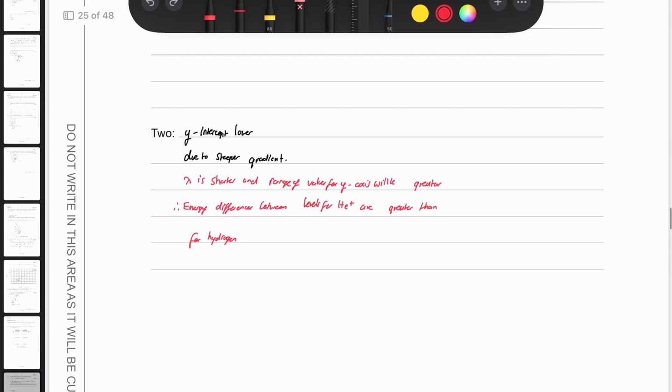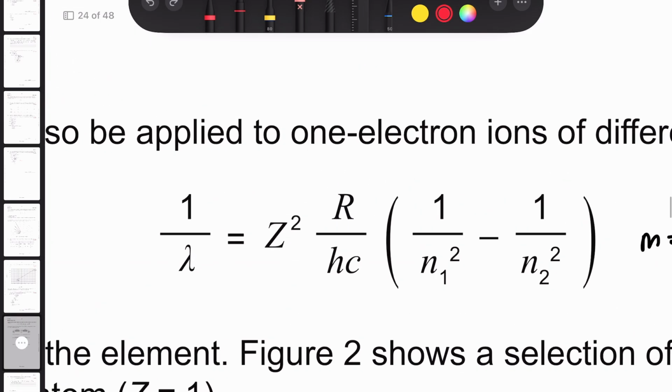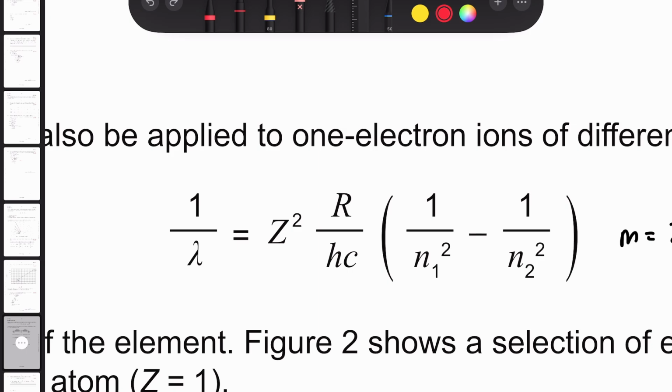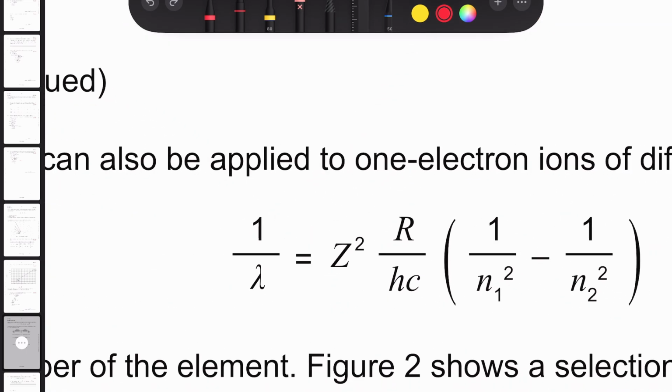Yeah, the energy differences between the levels of helium are greater than for hydrogen. Okay, wait, I was understanding before, but now I'm not understanding as much anymore. Okay, so when this is 2 squared, that's 4 times everything here. So this has to get bigger. I understand that.